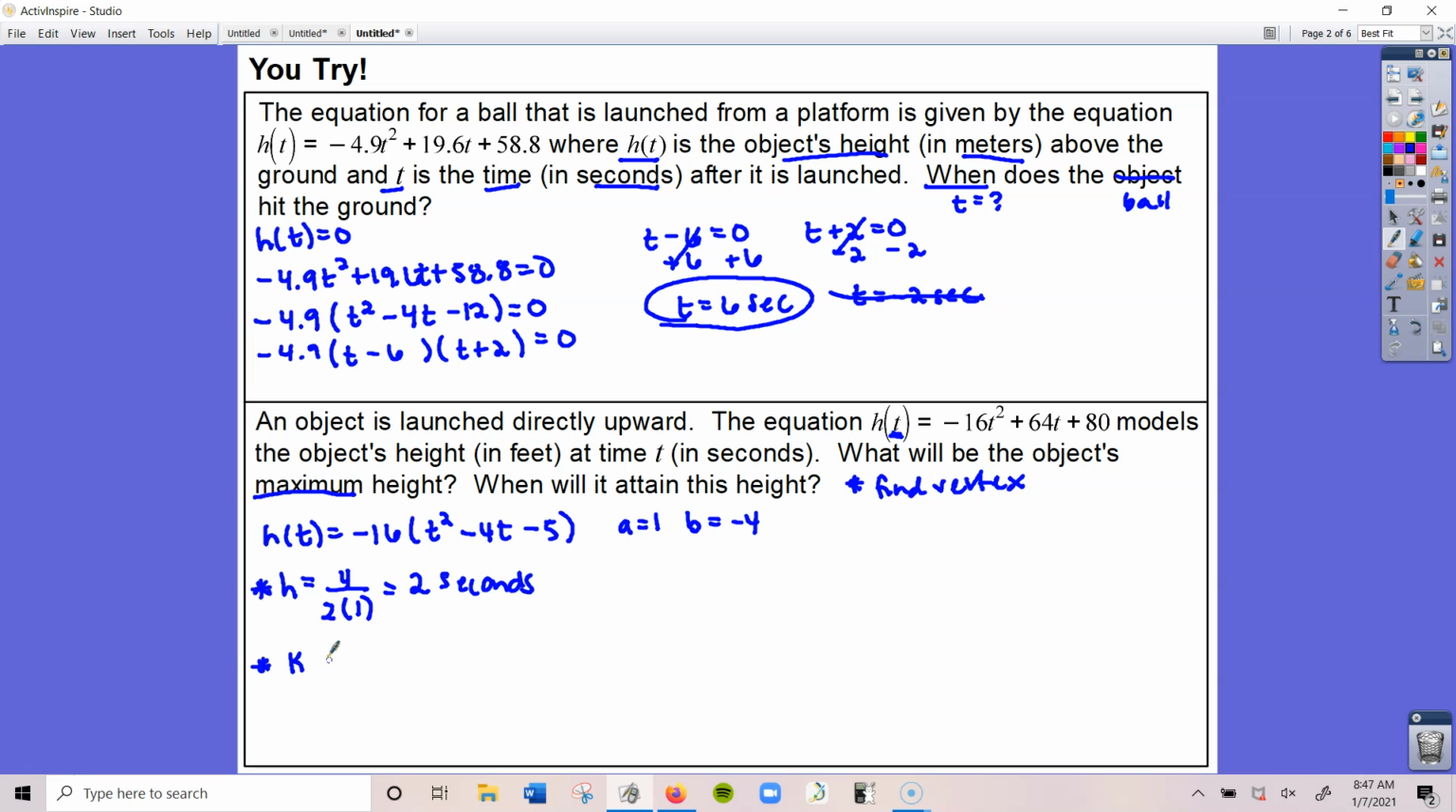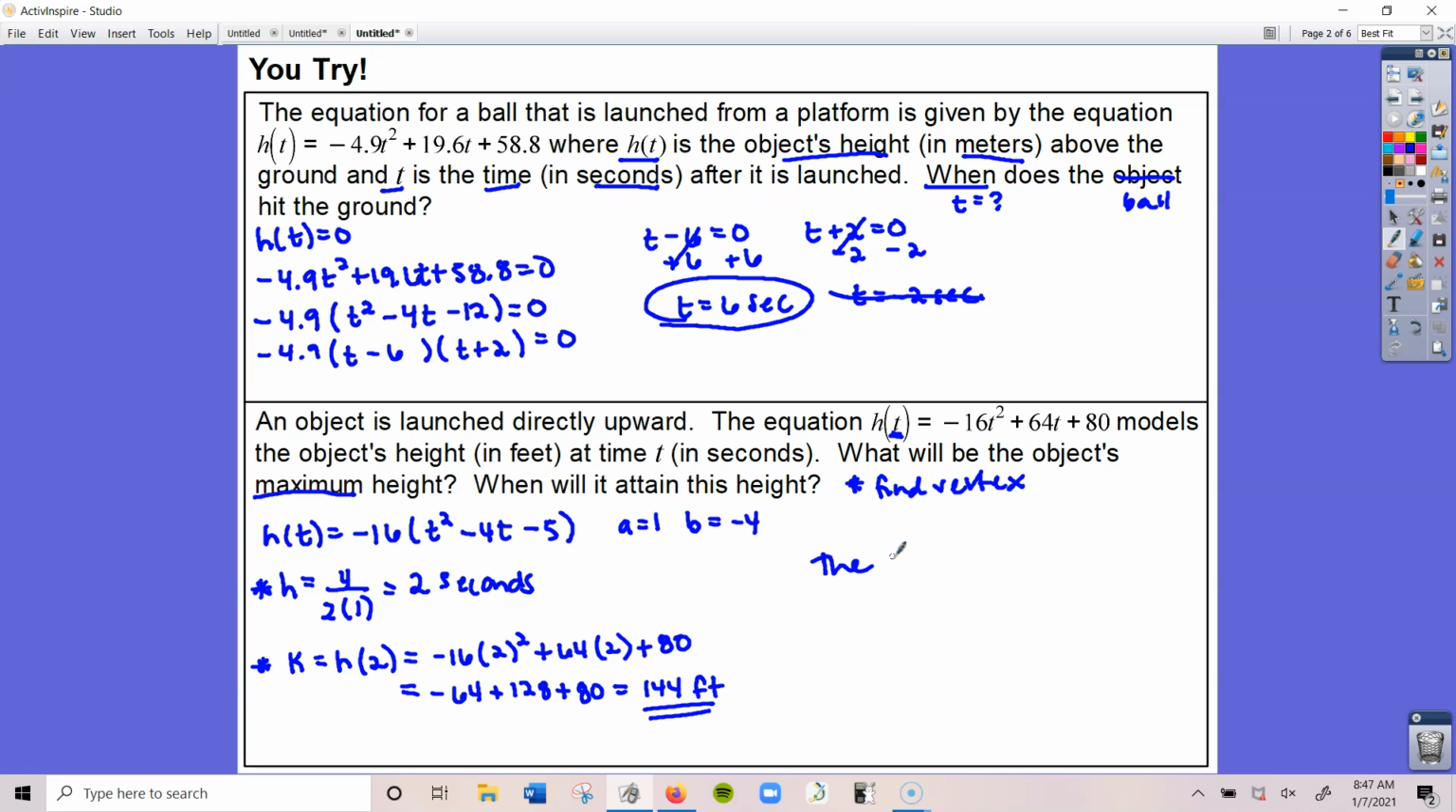So now we're going to find k, which is when we take 2 and we plug it into the function. So we're looking for h of 2. And that would be negative 16 times 2 squared plus 64 times 2 plus 80. 2 squared is 4 times negative 16 is negative 64, plus 64 times 2, which is 128, plus 80. And if you add all of this together, we get 144. And this is the height, which is feet.